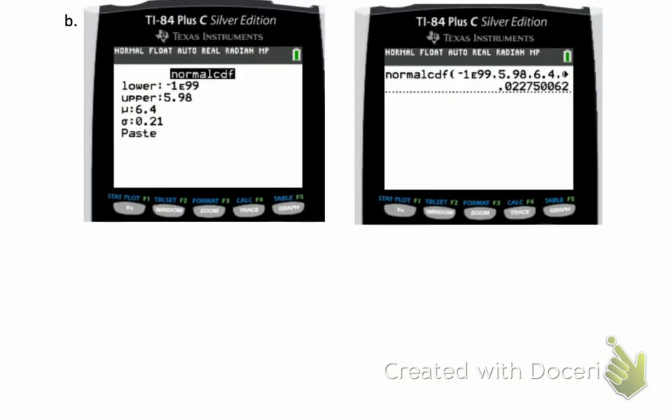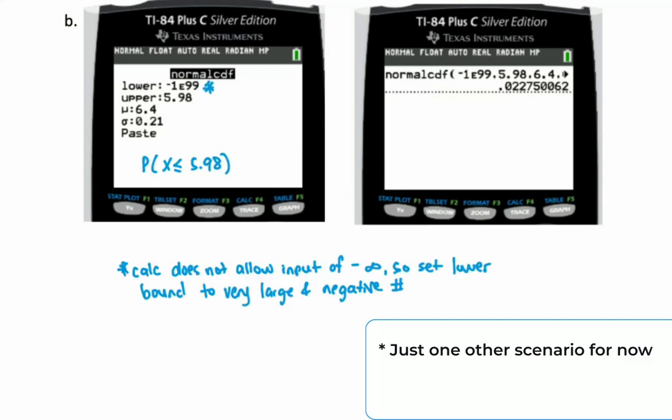Okay. Now let's look at 2 other scenarios. So if you look at the image on the left here, this one is again from example 1, Proud's jumping. We're asked to find the probability that the distribution is less than or equal to 5.98. So our mean and standard deviation values stay the same, but this time we're going to change our lower bound to some really, really small negative number. And that's because our calculator does not allow us to input negative infinity, since that is not a real number. So we're just going to replace negative infinity with a really, really small number.